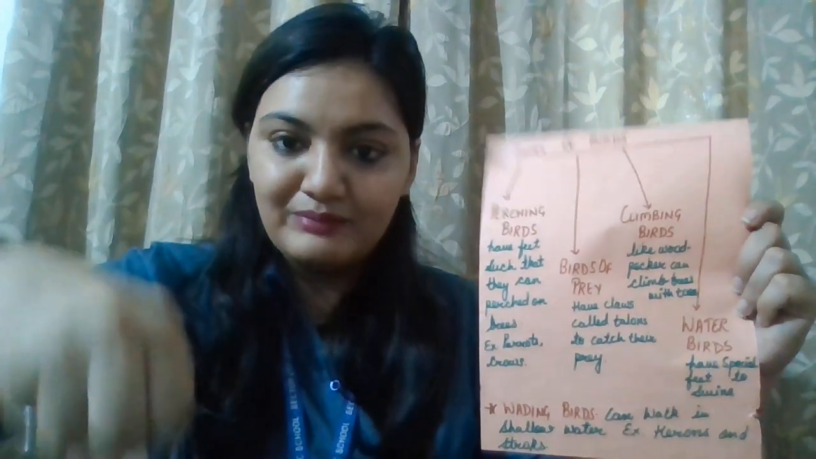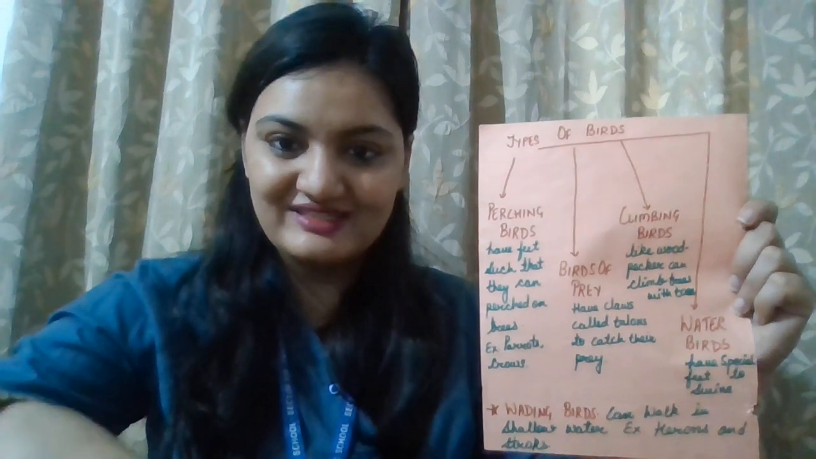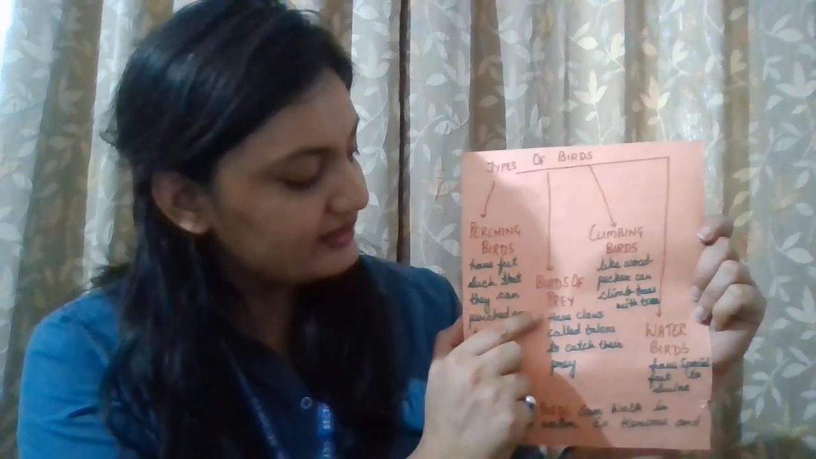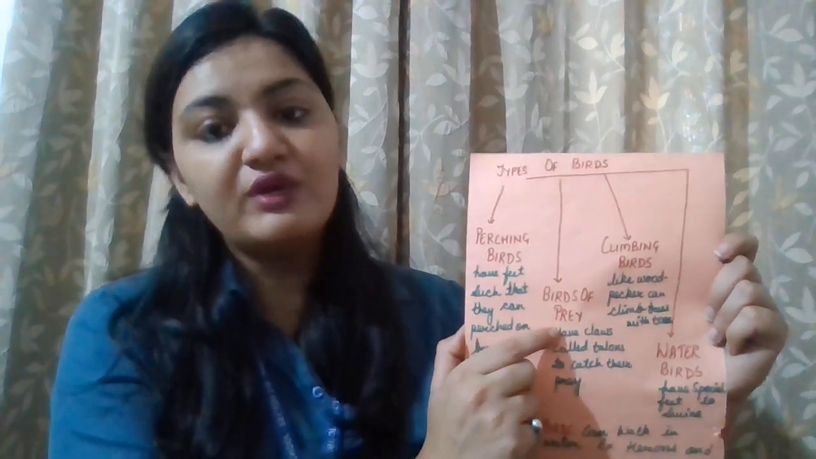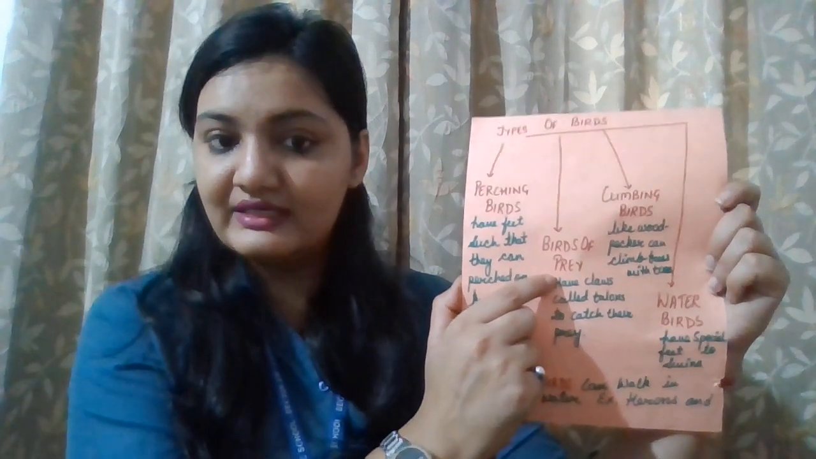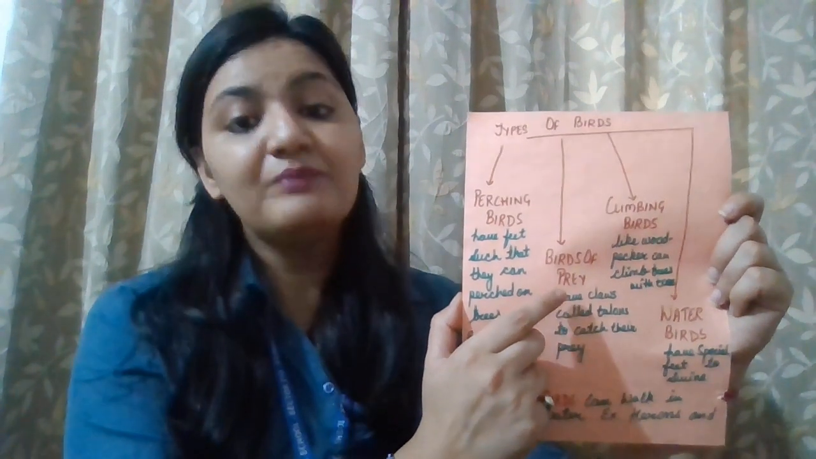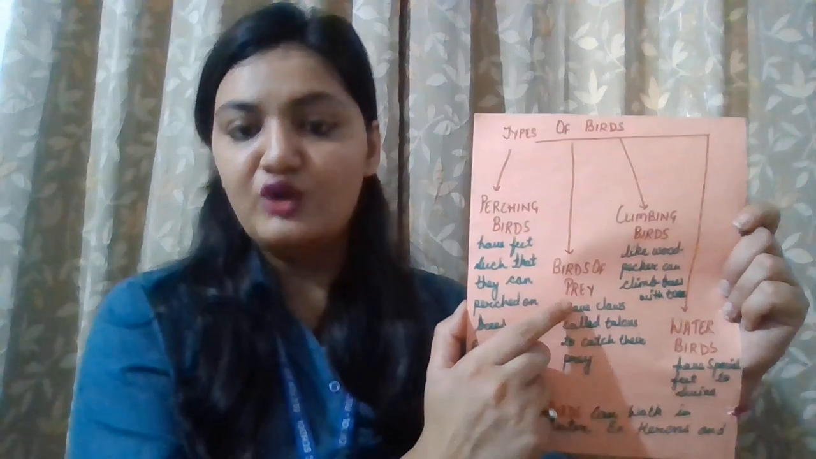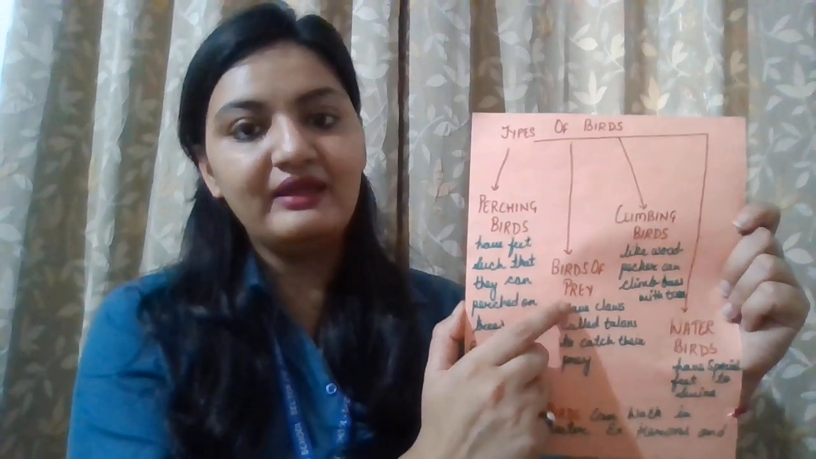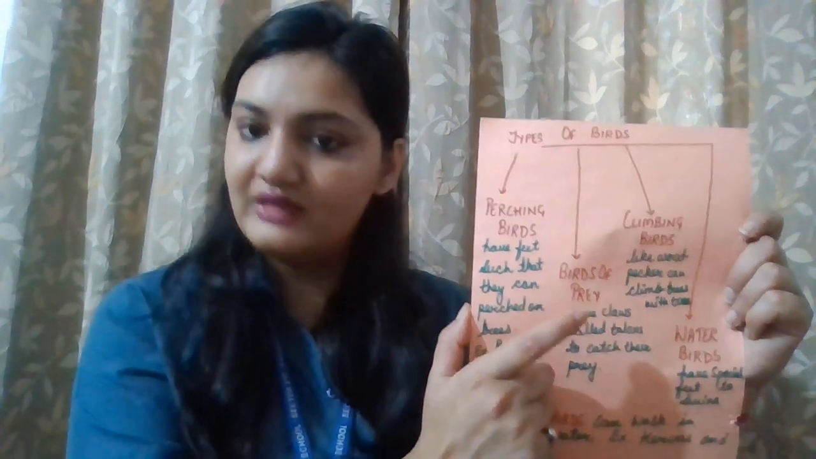Their feet are completely on that portion of the stem. Then comes another category, that is birds of prey. You know what is prey, my dear children? We have already studied this. Prey is an animal or an insect which is hunted and eaten by another bird, animal or insect.